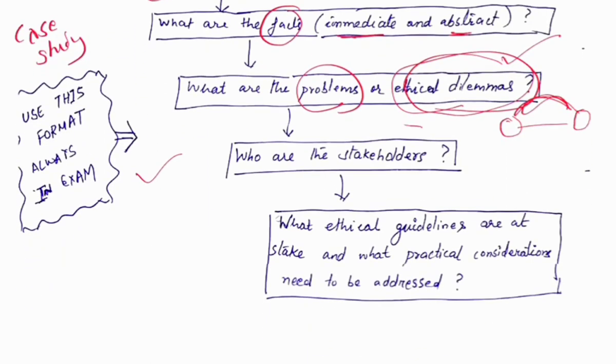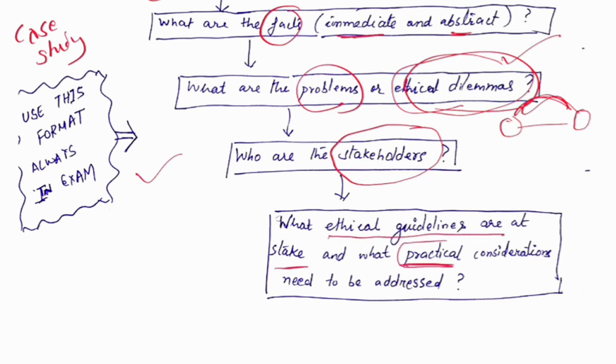Then find who the stakeholders are. The government may be a stakeholder, some people may be stakeholders, some officer may be a stakeholder. So see that. Now you can produce what ethical guidelines are at stake and what practical considerations need to be addressed. Here, practical considerations means what way forward you have to give, and that should be practical in nature.